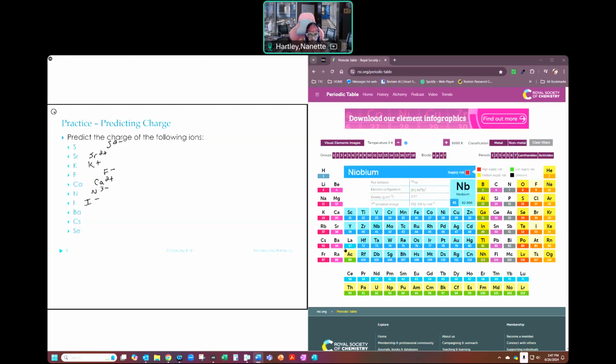Ba is a metal. He's over here. He's an alkaline earth metal. So he's going to lose electrons, and he'll lose 2 because of his position. So one to be like cesium, and 2 to be like Xe, so xenon. So Ba2 plus.